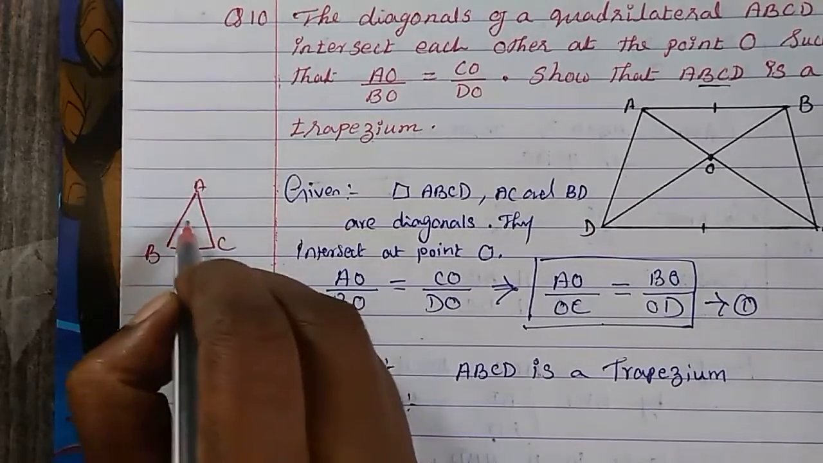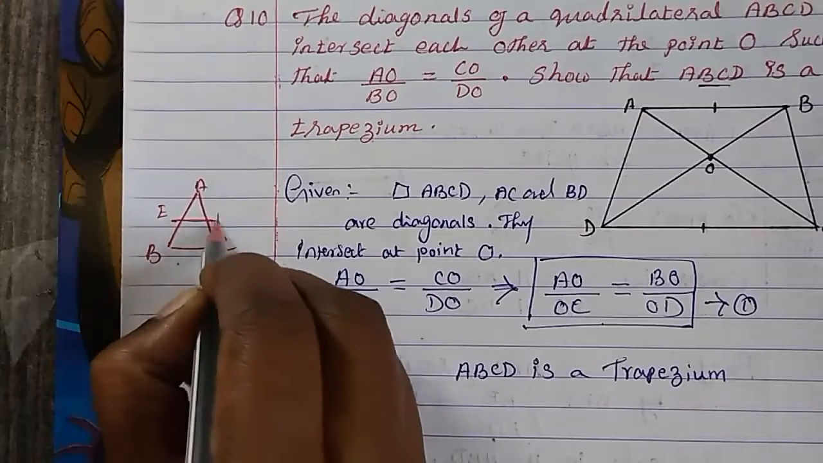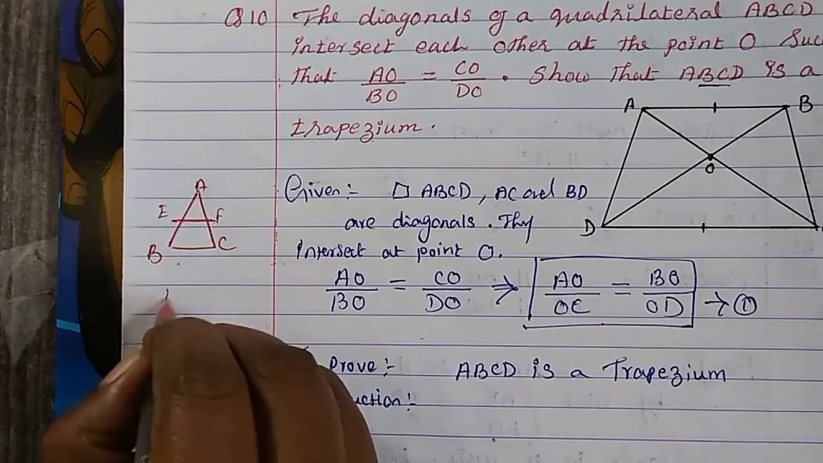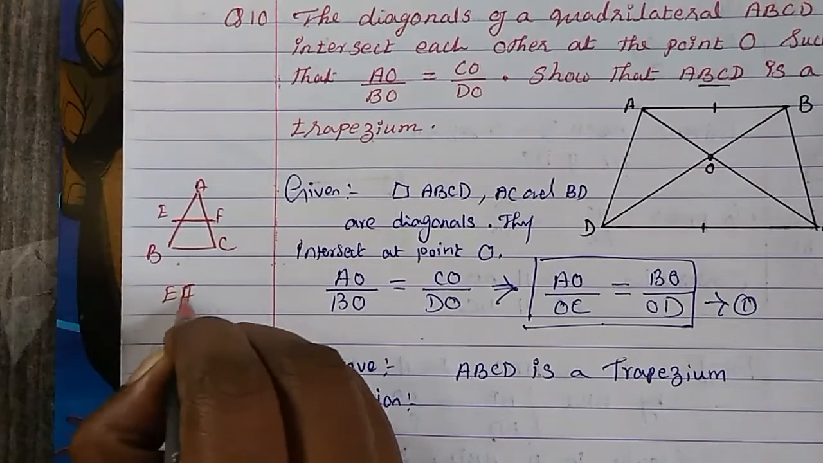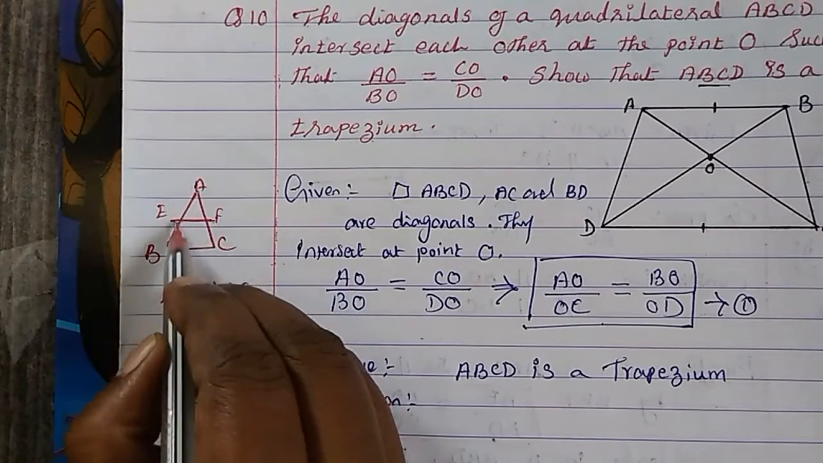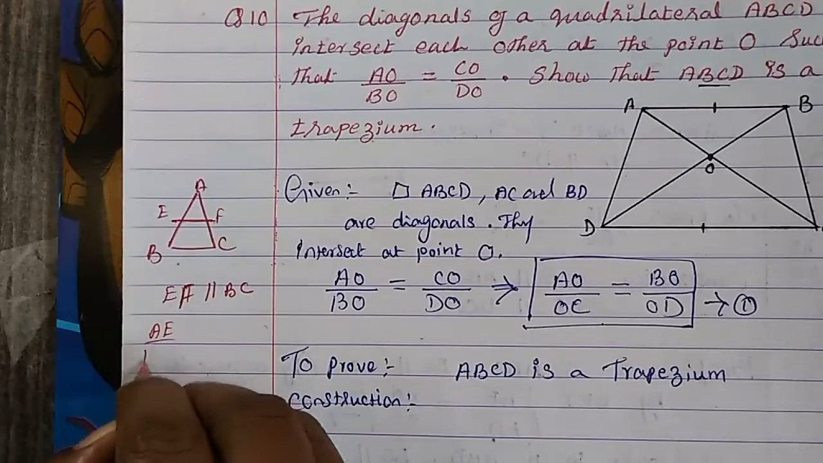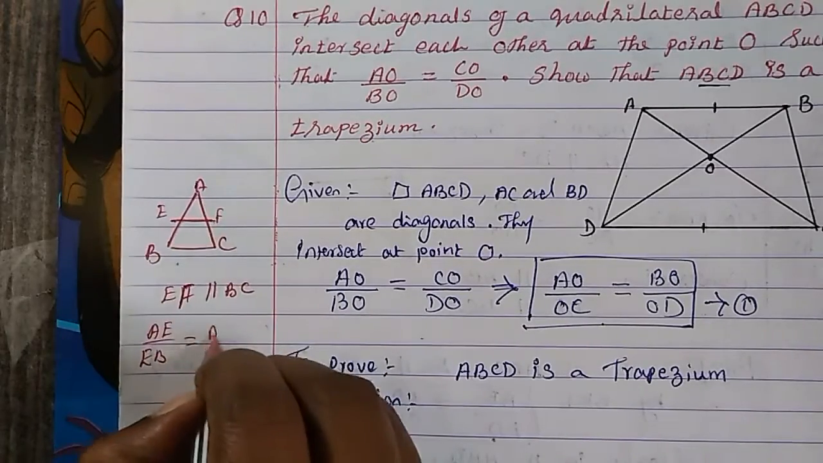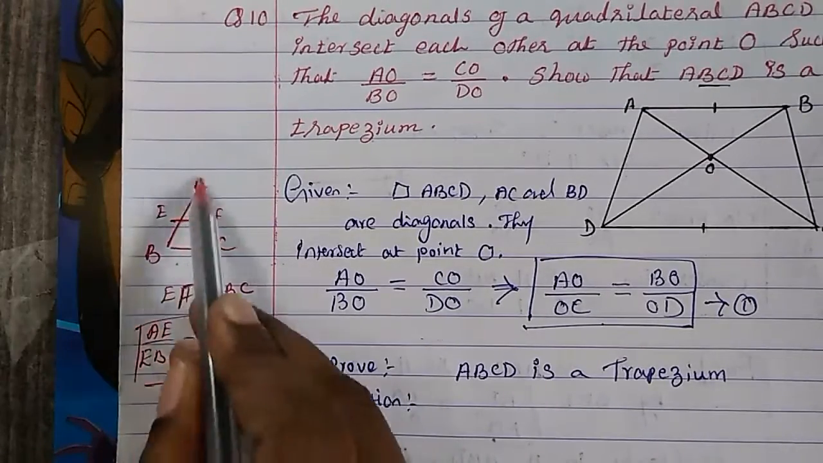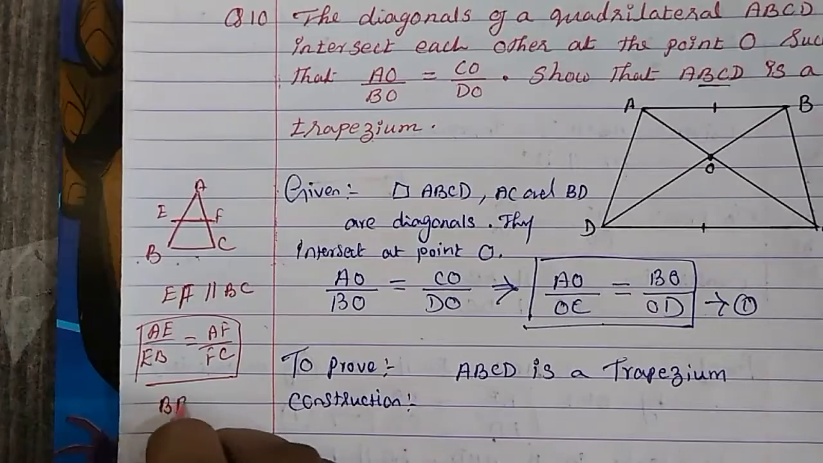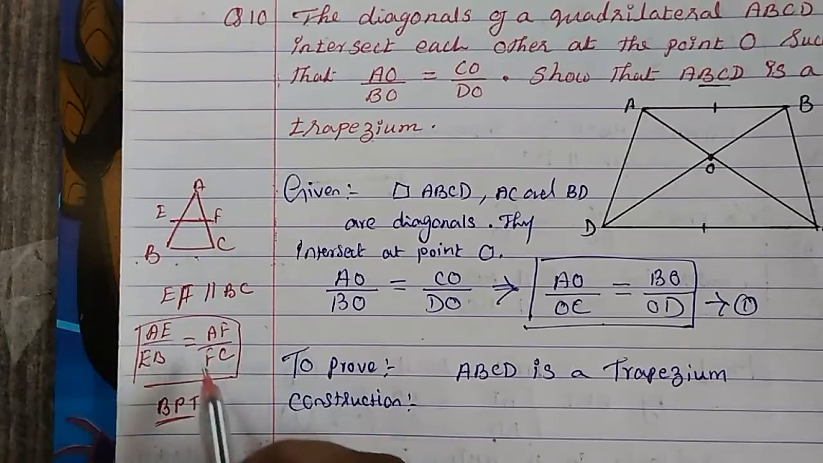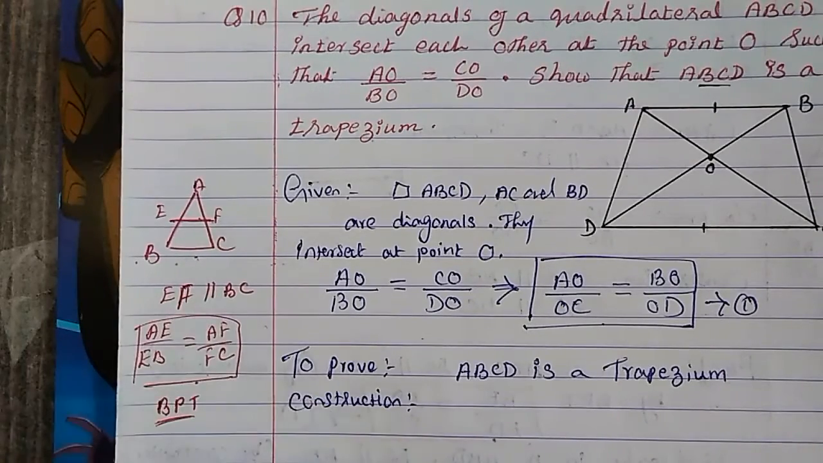ABC is a triangle. If you are drawing a parallel line EF, and you are very sure that EF is parallel to BC, then you can say for sure that AE upon EB will be equal to AF upon FC. So if this is parallel, then you can say these ratios are equal. This we call the BPT theorem. So keeping that in mind, the opposite is the converse. If the ratios are equal, then this line is parallel.